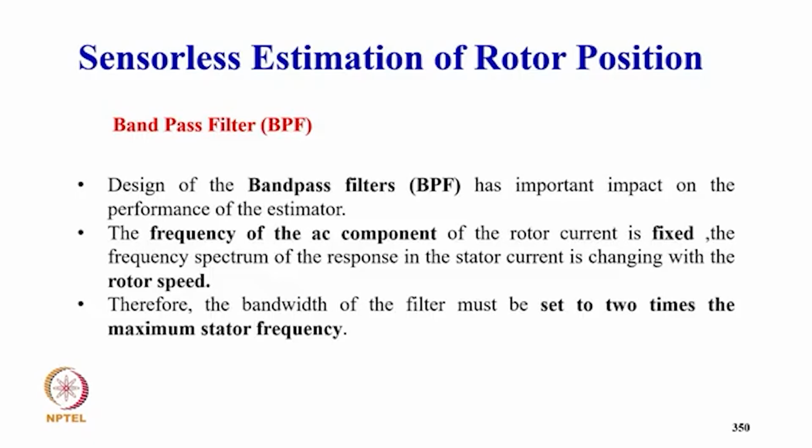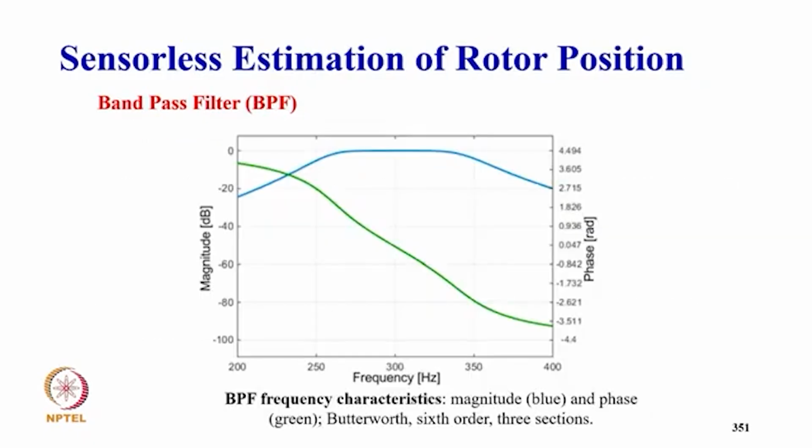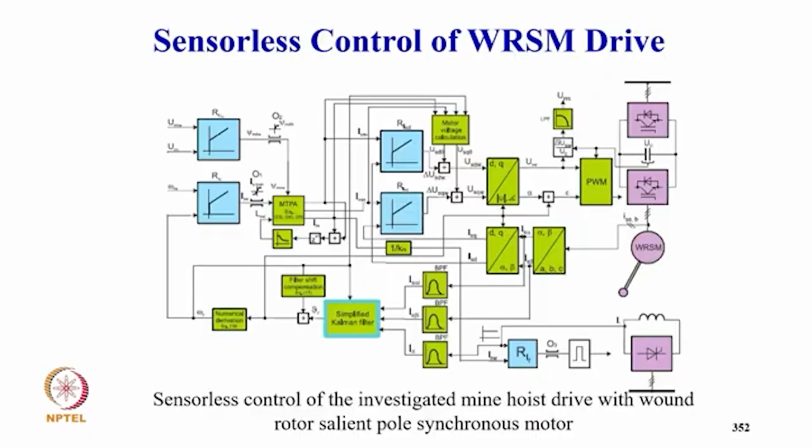The frequency of the AC component of the rotor current is fixed. The frequency spectrum of the response in the estimator current is changing with the rotor speed, and therefore the bandwidth of the filter must be set to 2 times the maximum estimated frequency. And these are typical responses of the band pass filter, with magnitude in blue and phase in green, for 3 sections.